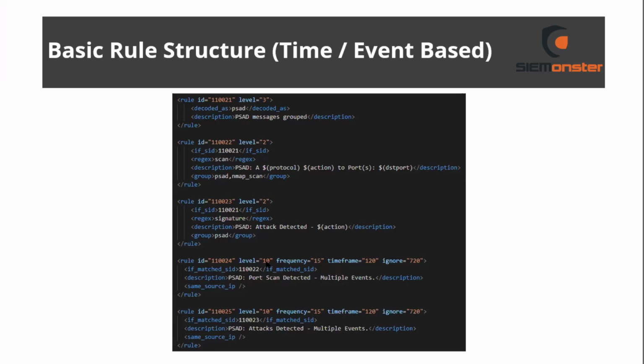The level goes up to level 10 from the previous 3, then 2, then up to level 10. And the frequency is 15 times in 120 seconds. Ignore it for 720 seconds. And you can play around with those options to your needs, depending on what the flow rates are, etc.